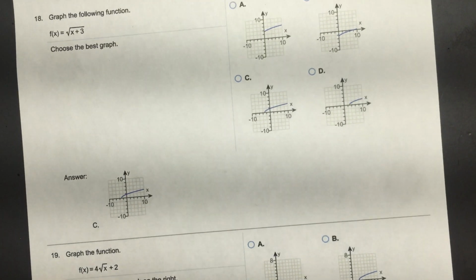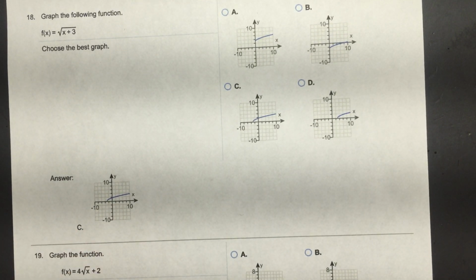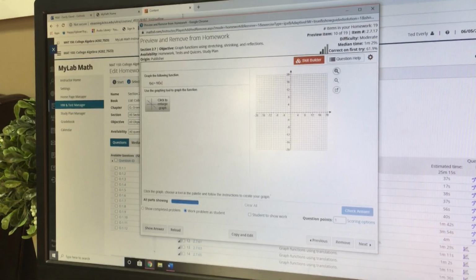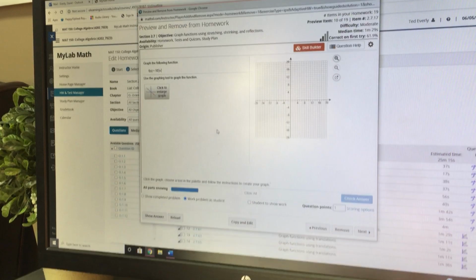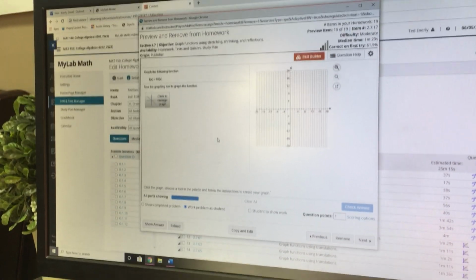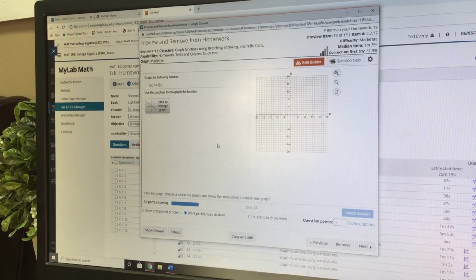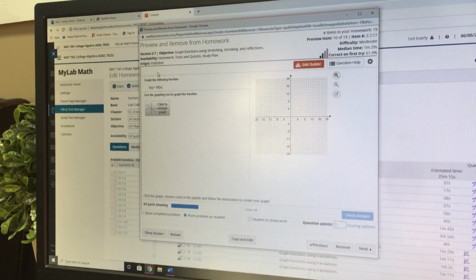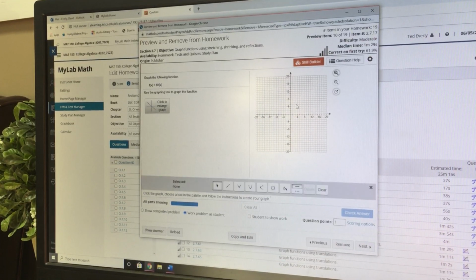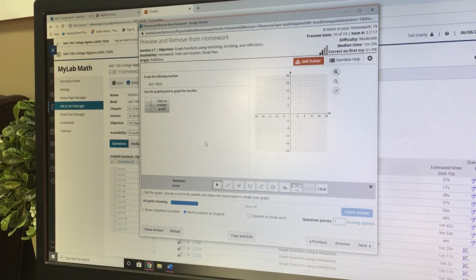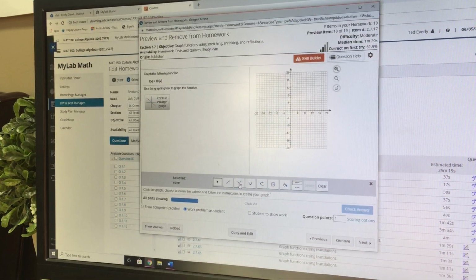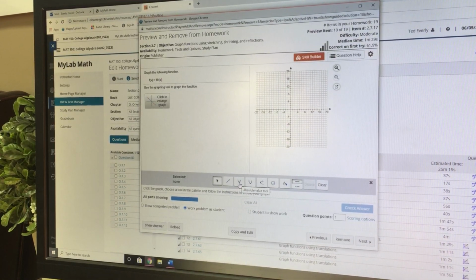All right. Now, we're going to have to go to the computer. So when you get to number 10, you're going to have to graph these yourself. On this one, we're going to click the graph and see it's absolute value bars. So we have to tell it we're doing absolute value. So this absolute value right there.